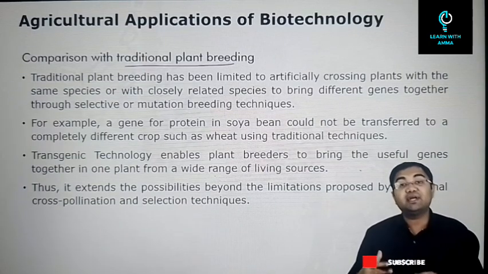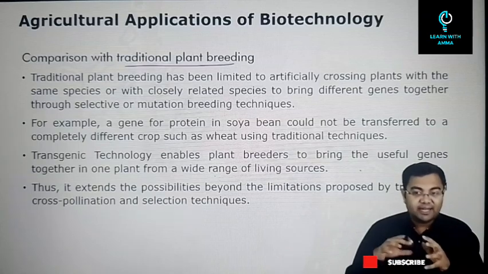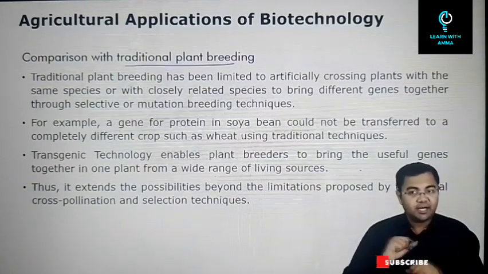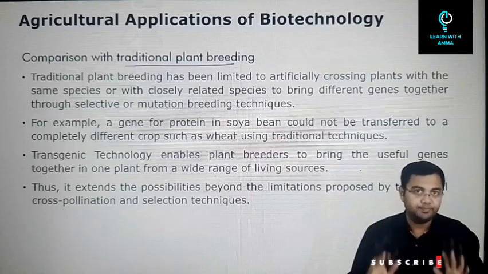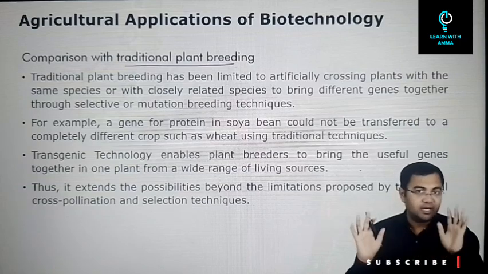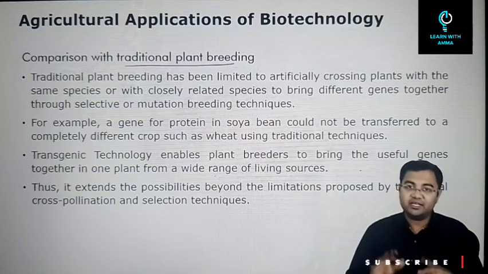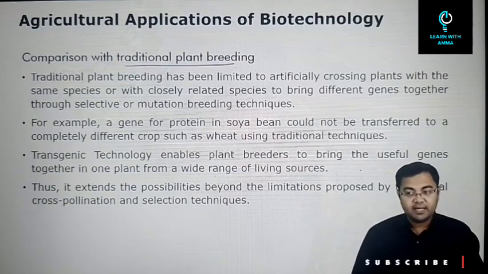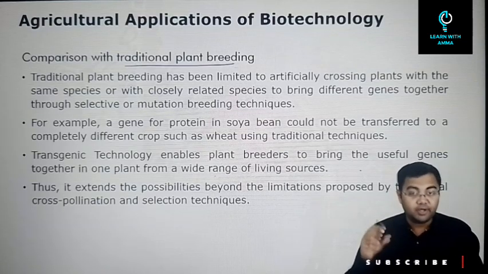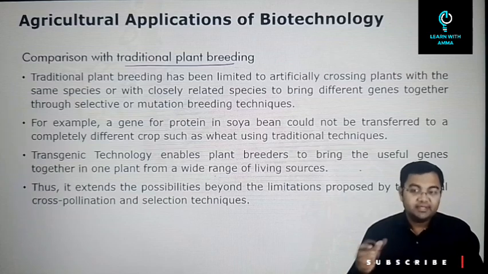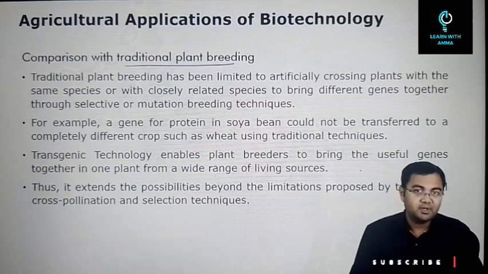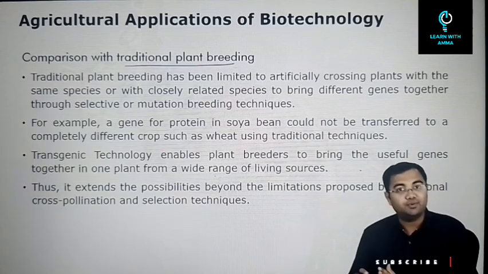The second way of looking at traditional plant breeding would be that you selectively breed the plants. What does it mean? Let's say you have 100 seeds of tomato. Out of these 100 seeds, let's say 100 plants germinated. Out of these 100 plants, there are 20 plants where the quality of tomato is very good. There are the rest 80 where they are either average or maybe not good enough for you. But these 20 are of very good quality.